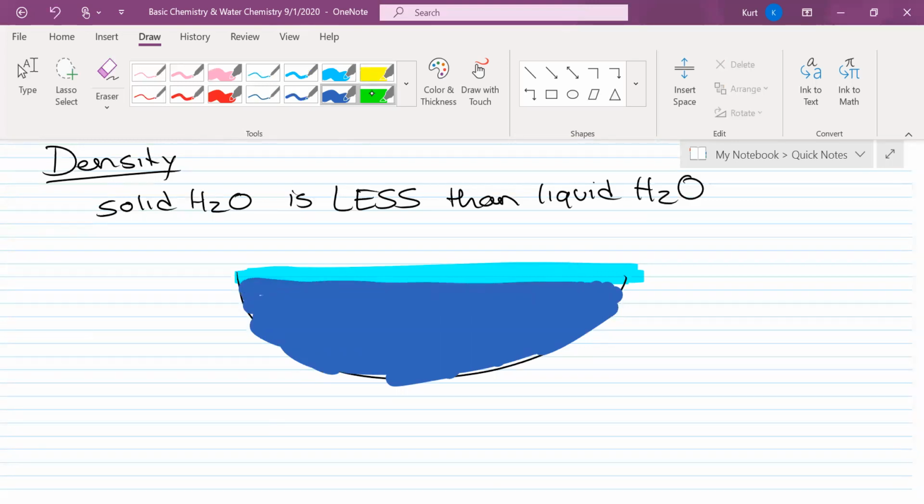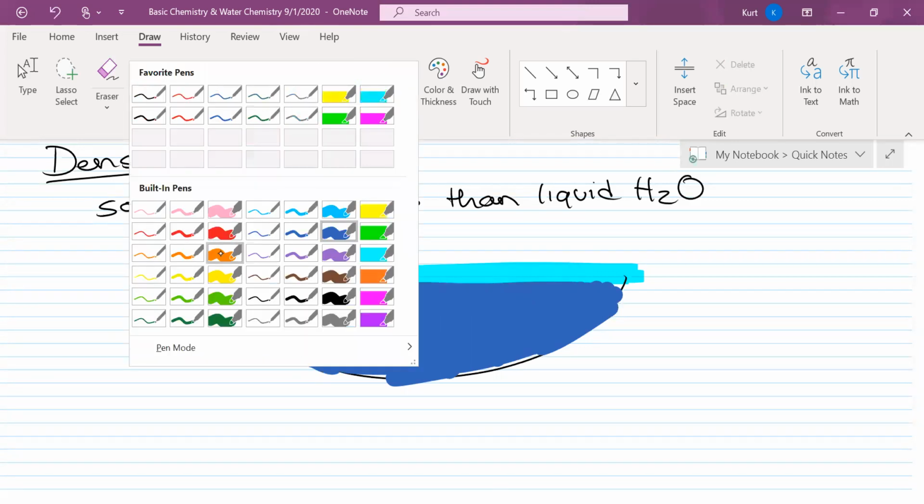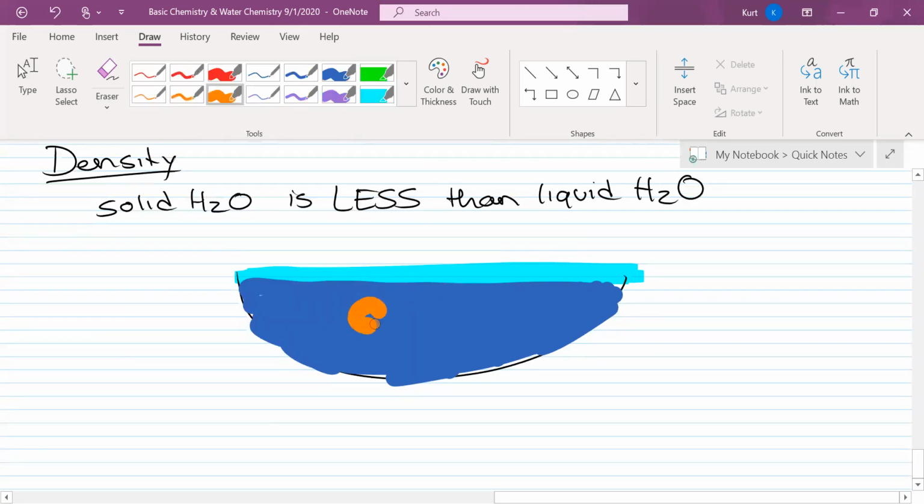So on the bottom, you can have just the little fishies swimming around. And they're not going to have to worry about being frozen solid. Just the top level is going to be ice. If you've ever seen somebody fall through the ice, it's because it's liquid underneath.